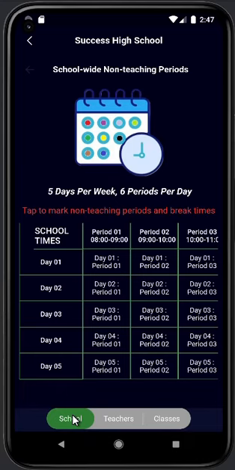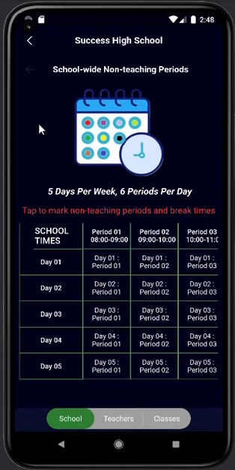Let us first understand this screen. The name of this screen is School-Wide Non-Teaching Periods or Blocked Periods or Unavailability Periods. School-wide unavailability periods affect the whole school. That is, all teachers and all students and their classes cannot have lessons during those blocked periods.